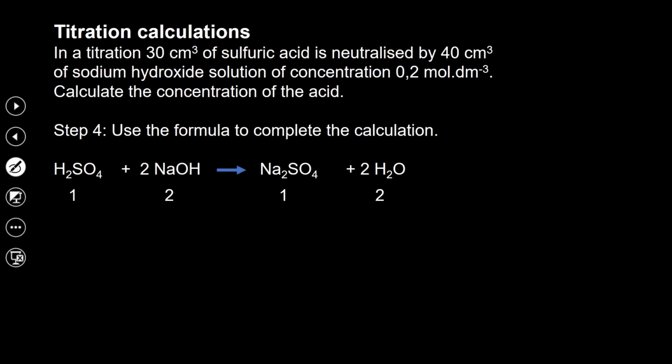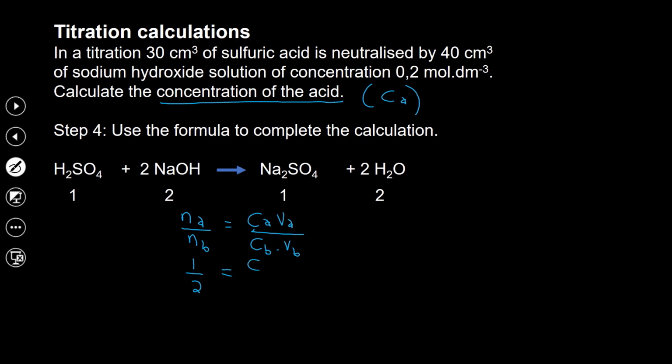The formula says moles of acid over moles of base is equal to concentration of acid times volume of acid, divided by concentration of base times volume of base, right? So this is what we have. Now, the stoichiometric ratio of acid to base is 1:2, which is equal to, we don't know the concentration of the acid, because the question says calculate the concentration of the acid. In other words, we're looking for C subscript A. So this is the unknown.